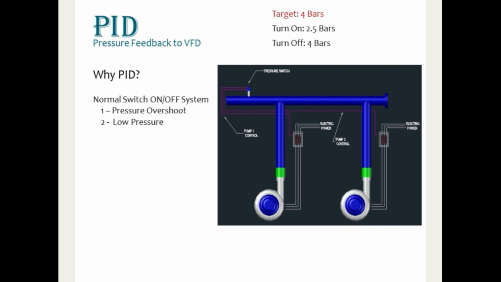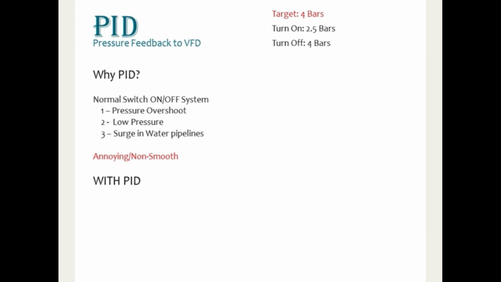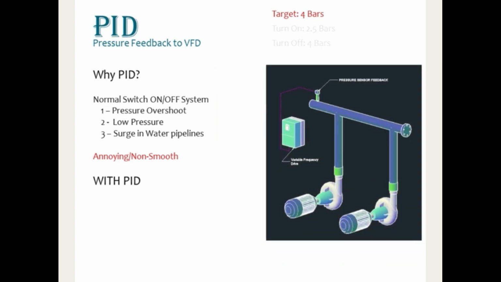And the third problem we have is surge in the water pipeline. Since without PID, the operation is simply pump on and off without the use of VFD. So that means when the pump is starting, it is starting at its full speed and it can create a water surge. So we can say that overall the system is not smooth. Now imagine if instead of the system continuously switching on or off, we can maintain a constant pressure which is 4 bar all the time. That's what PID has to offer.